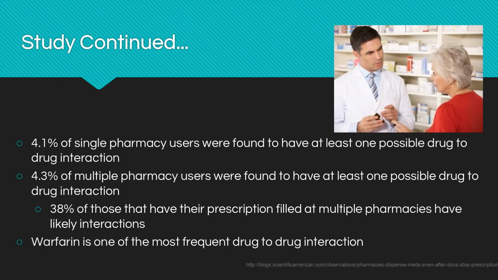The study was also able to conclude that of those individuals that were using multiple pharmacies from their current prescriptions, 38% of the users could have a possible drug-to-drug interaction because of the different prescriptions from each pharmacy. This could mean that the pharmacists are not warning their clients about the use of these drugs. Of the 38%, 8 out of 10 participants could have a likely drug-to-drug interaction from warfarin.